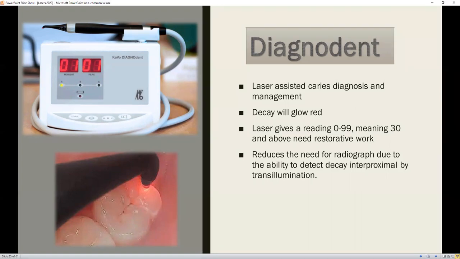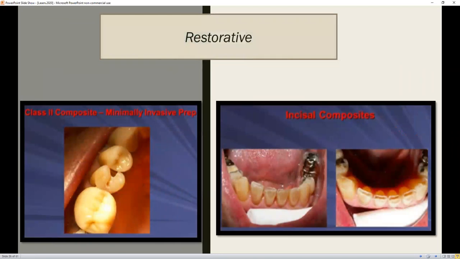And how about the management part? Well, it helps determine if the decay is early decay and can be remineralized, or is it turning into full decay? So the nice thing about these laser-assisted diagnostic tools for caries diagnosis is you can get an incipient lesion and remineralize it, and it never turns into a cavity that needs restoring if you catch it early enough.